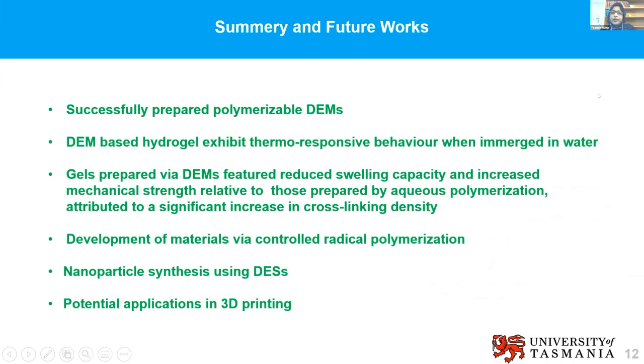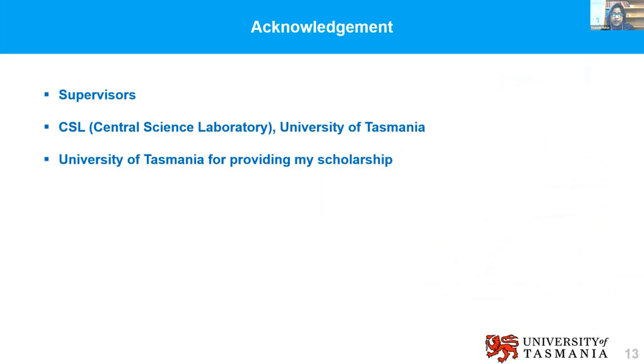We successfully prepared our polymerizable deep eutectic monomer, and from this monomer we prepared a thermoresponsive hydrogel having mechanical strength and higher cross-link density. Our future target is to develop those materials via controlled radical polymerization, and also nanoparticle synthesis, and also potential application in 3D printing.